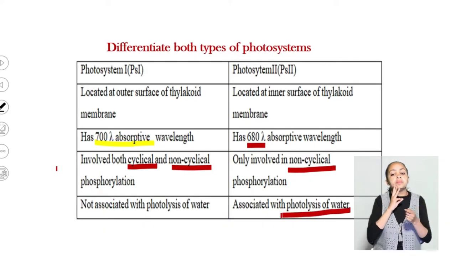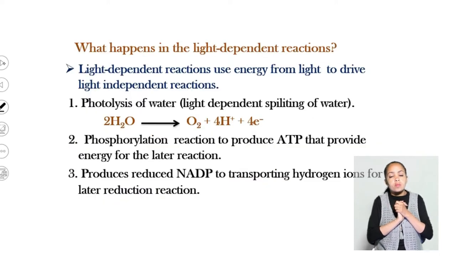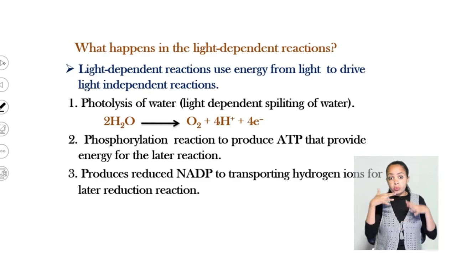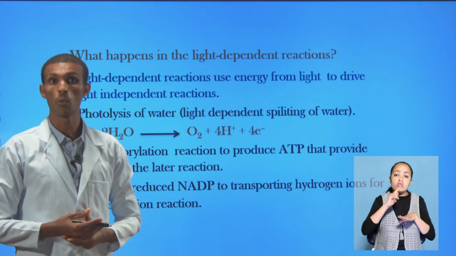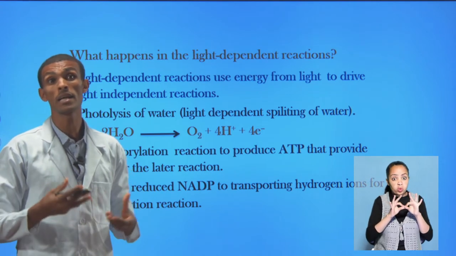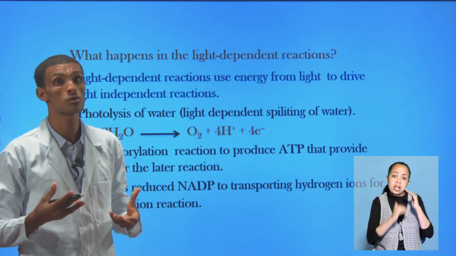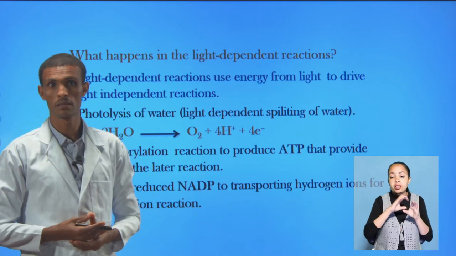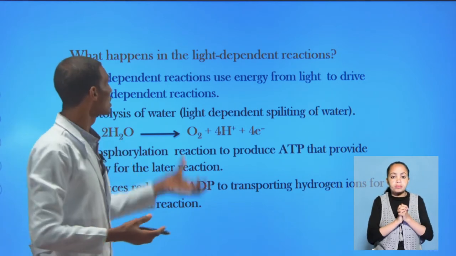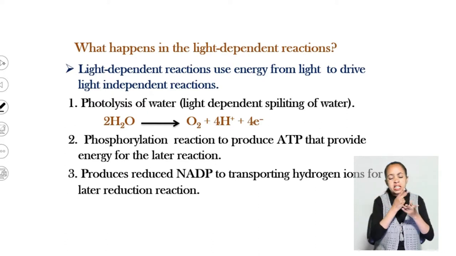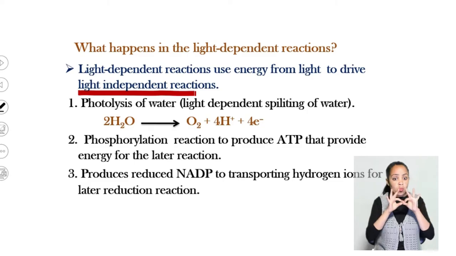Well then, student, there are three main reactions that take place over the surface of the thylakoid membrane, which are very important for the later reduction reaction in the fluid stroma of chloroplasts, the light-independent reaction. So the reactions that take place in the thylakoid membrane are very important in driving the light-independent reaction.